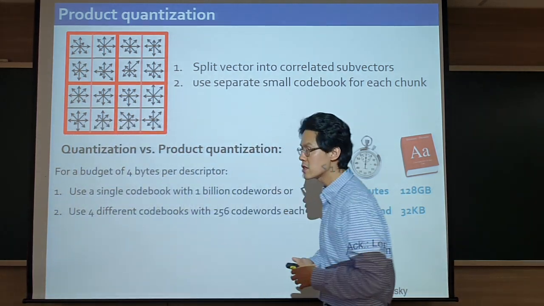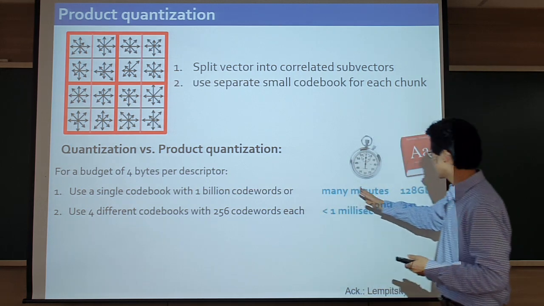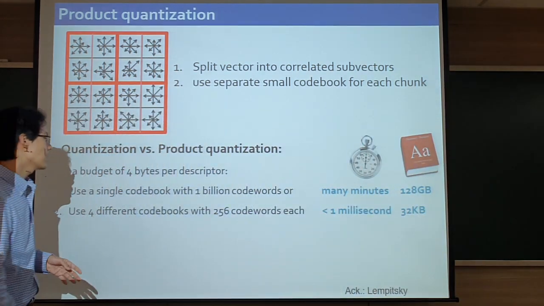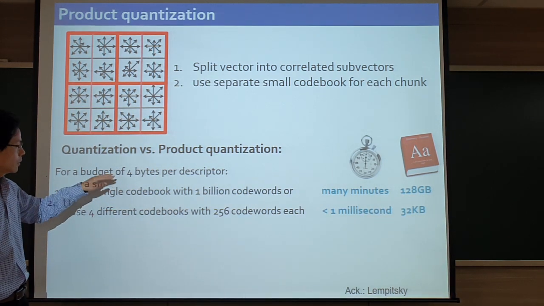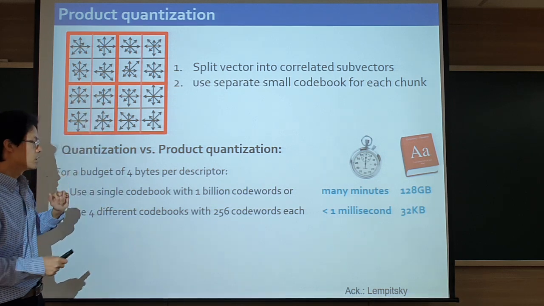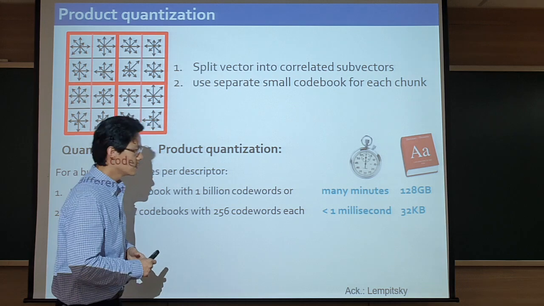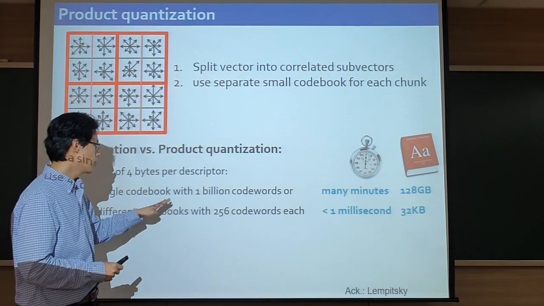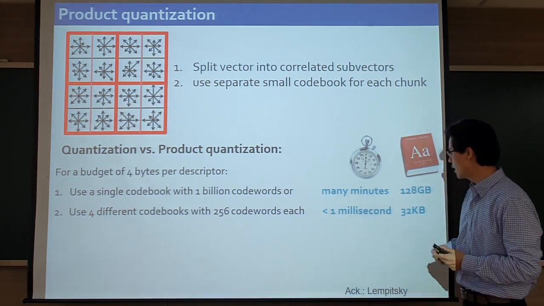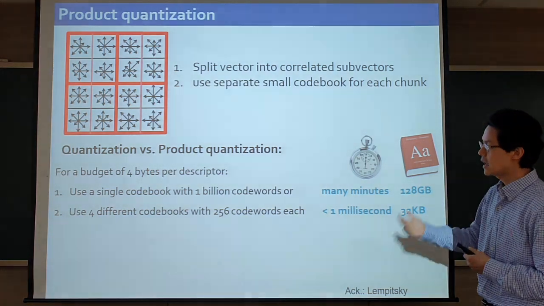But running K-means clustering with 1 billion K takes a huge amount of time. Also, maintaining this 1 billion entry codebook requires a lot of memory space. So basically, it's impractical. But if you do product quantization, we build 4 different codebooks. Out of the 4 bytes, we use 1 byte for one codebook, another 1 byte for another codebook, for these different subspaces. Then each codebook has 8 bits, so we can encode 256 entries, right? So we have 4 different codebooks, each with only 256 entries. Computing this small number of entries can be done quite quickly. Also, storing the small codebooks can be done quite effectively, in terms of both memory and performance. That's the main benefit of using product quantization.